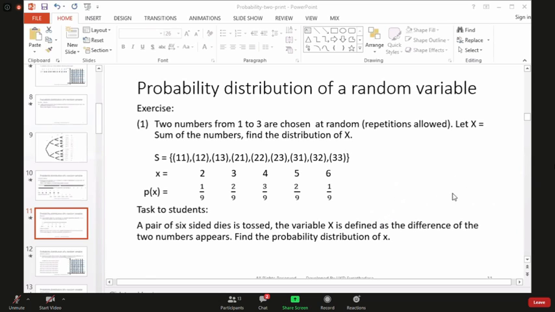Some say the maximum value is 5, that is correct. The minimum value is not 1, remember. What is the minimum value you can expect for the difference? Okay, we go to the next slide with the answer.